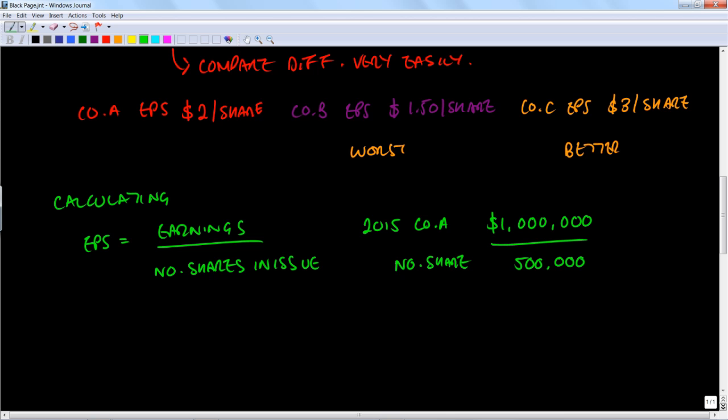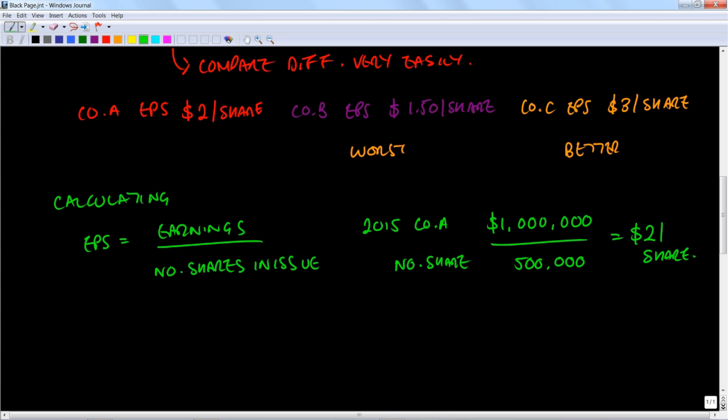Okay, now we can get that information from the notes in the financial statements. You can also get that information from the financial statements themselves. So you look at the balance sheet, you look at the share capital account, and you look at how many shares are in that share capital account. Okay, now that gives us a figure of $2 per share. Okay, so I know for 2015 that this company has EPS of $2 per share.